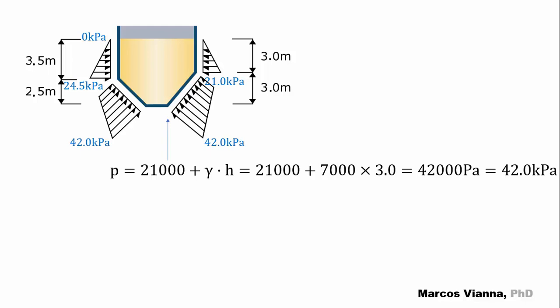At the bottom of the tank, the pressure will be P equals 21,000 plus gamma H equals 21,000 plus 7,000 times 3 equals 42,000 pascals equals 42 kilopascals.